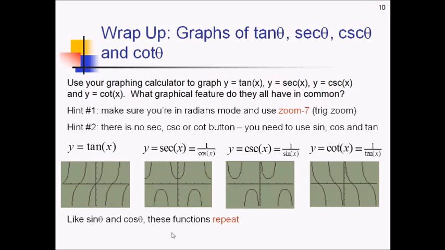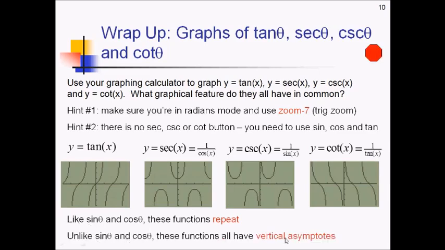Unlike sine and cosine, these all have another feature. You'll notice that they all have spots where they're undefined. Specifically, they all have vertical asymptotes. So that's another key feature, which means you have to remember these can all be undefined in various spots.